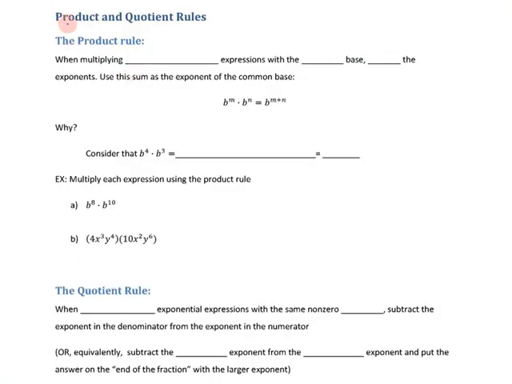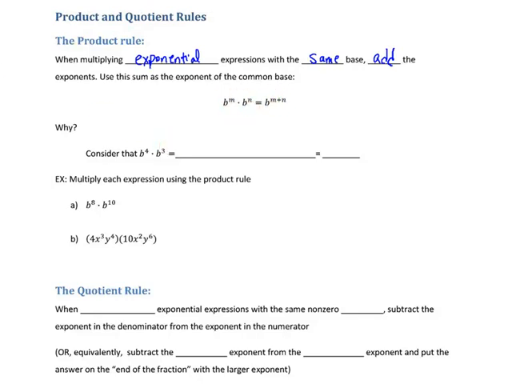Let us begin by looking at the first 2 of the 7 rules, 2 that are very similar to each other, what are called the product and the quotient rules. The product rule says the following: when multiplying exponential expressions with the same base, we add the exponents. So the rule looks like this. If you have b to the m times b to the n, that is b to the m plus n. We add the exponents. Now, why does that make sense?